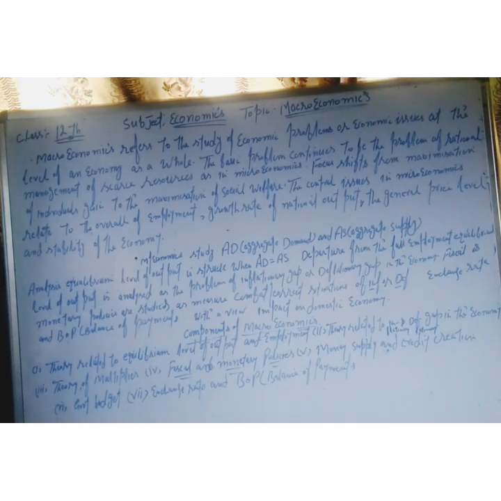Point number three, theory of multiplier. This theory analyzes the process of income generation owing to investment expenditure in the economy.